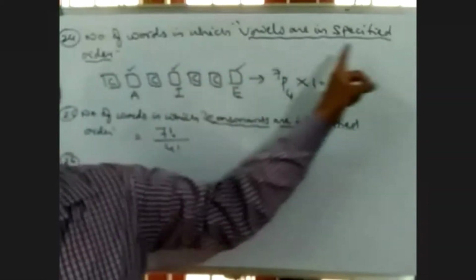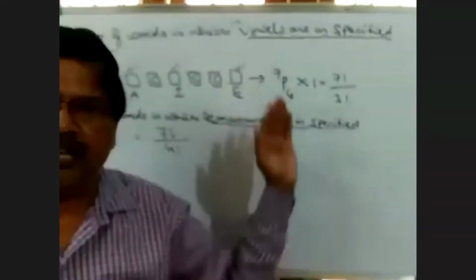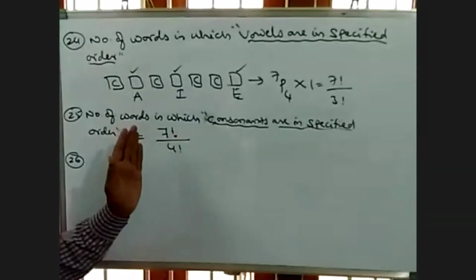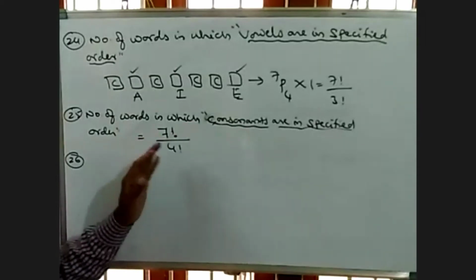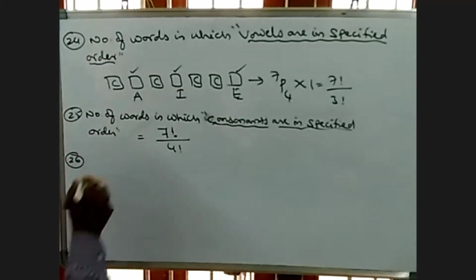And vowels are in specified order. Vowels in specified order means total number factorial by number of vowels factorial. Similarly, all consonants are in specified order. That means total number factorial by number of consonants factorial. Try to remember that.